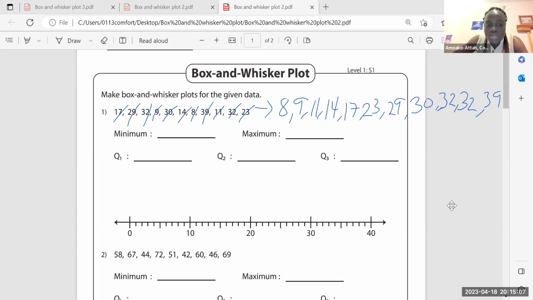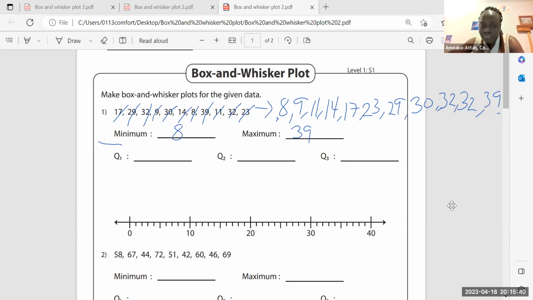Good. So now you reorganize the numbers. Then the first question is, what is the minimum number? The minimum means the least value from the data. The least value is obvious, which is 8. So the minimum value is 8. Now, what is the maximum? Maximum means the greater number, right? So from this one, the maximum is 39.